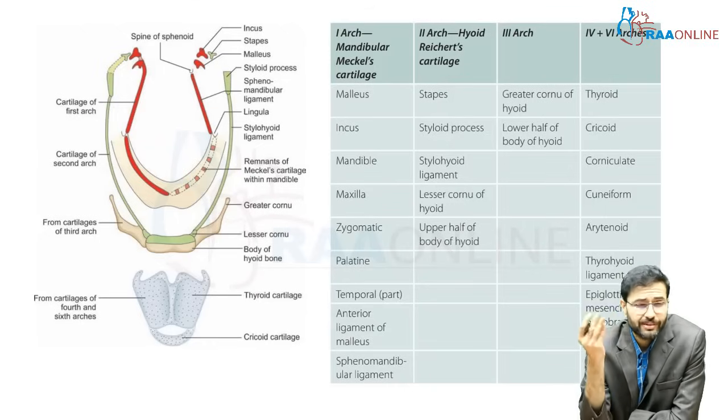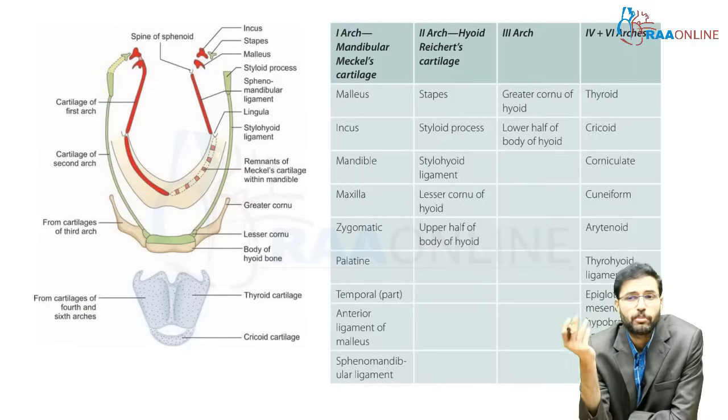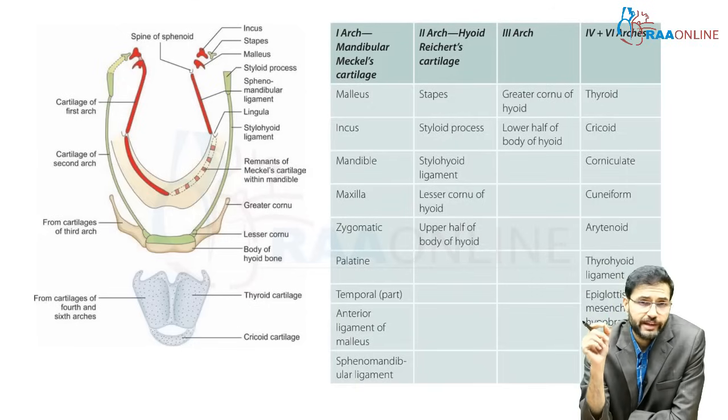Now, what about the second arch? Now, second arch is called hyoid arch because a portion of the hyoid bone is formed from it. And the cartilage of the second arch is called Reichert's cartilage, R-E-I-C-H-E-R-T-'S. So, this Reichert's cartilage gives rise to various important structures. It has a ventral and a dorsal component. So, the dorsal component gives rise to the styloid process as well as to the stapes, which is again a component of the middle ear.